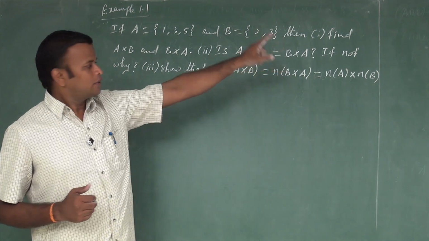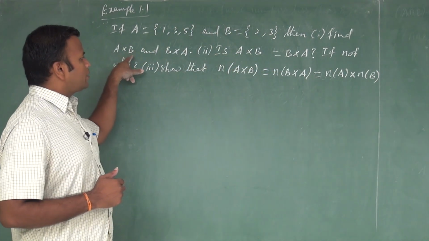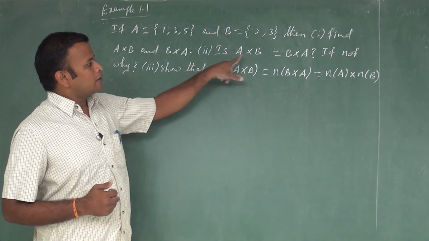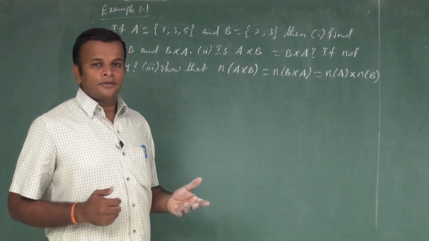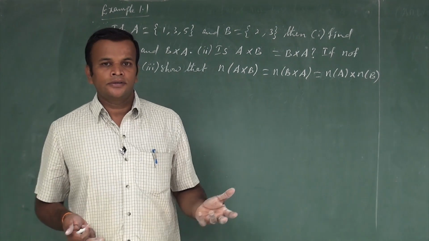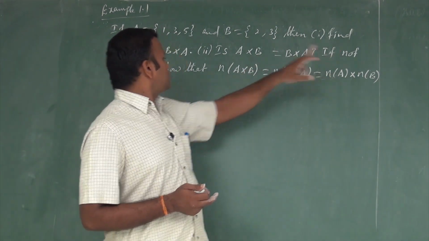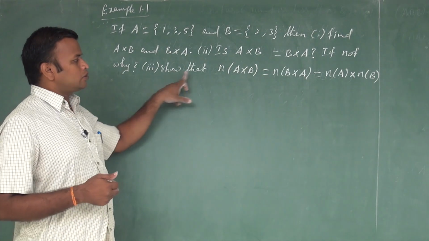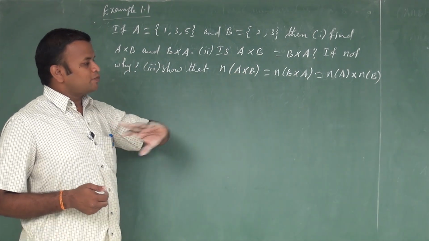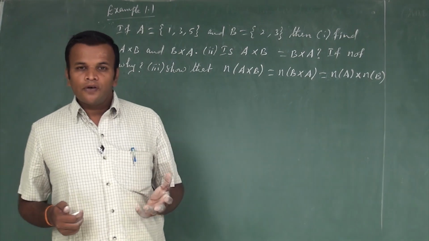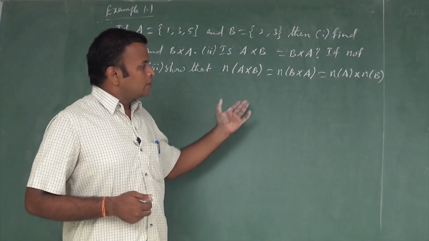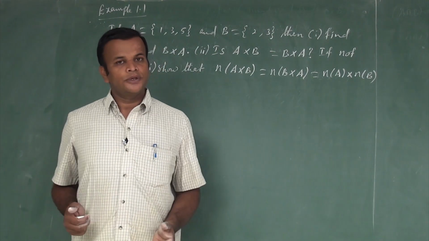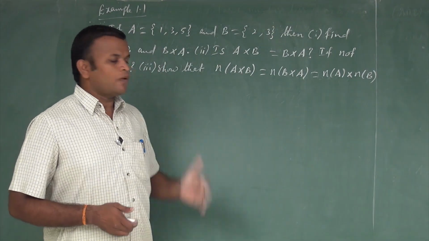First of all, find the Cartesian product of A and B, and B and A. The next one: is A cross B equal to B cross A? Both are equal or not. Suppose it is not equal, we tell the reason why. And the third one, to show that n of A cross B, that is the number of elements of A cross B, is equal to n of B cross A, is equal to n of A into n of B. So we will do it one by one.